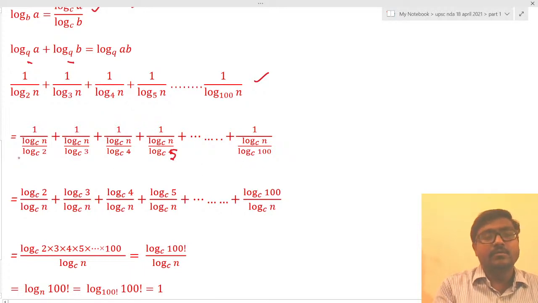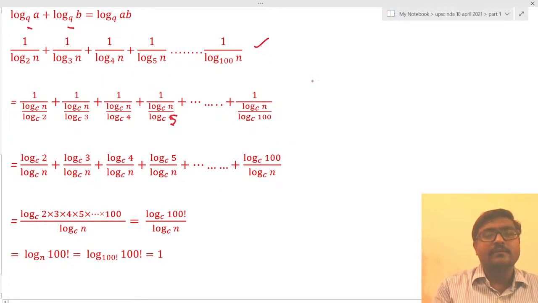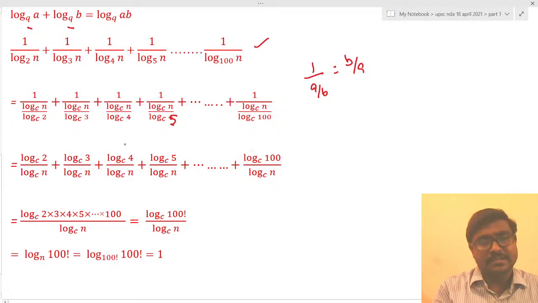Now it is a reciprocal. 1 by A by B, we can rewrite as B by A, correct? Directly, it will be reciprocated. So I have reciprocated every term. So log 2, log 3, log 4, log 5, everything goes to the numerator up to log 100. Look at the denominator, everything is the same. So the LCM is log n.